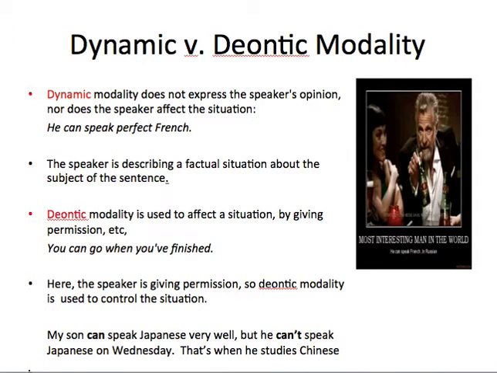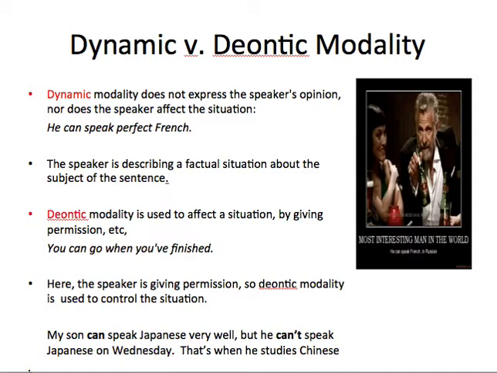So dynamic modality does not express the speaker's opinion, nor does the speaker affect the situation. He can speak perfect French. Okay, that's not expressing my opinion. I'm not giving this person permission to speak perfect French. It's a comment on this particular person's ability. The speaker's describing a factual situation about the subject of the sentence.